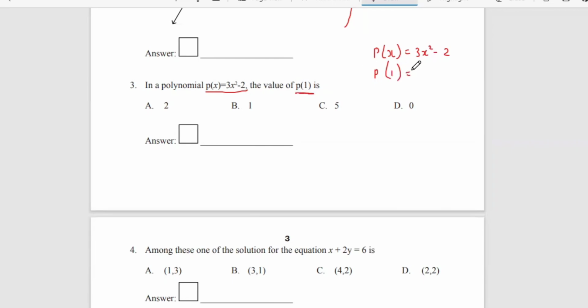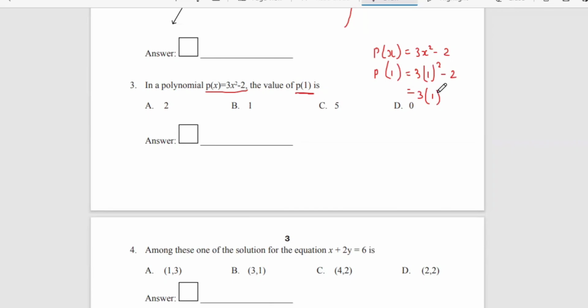So very simple, just in the place of x we have to substitute 1. So 1 whole square minus 2, everything else remains the same. First take out the square of 1. 1 square gives the value 1 itself, because 1 square is nothing but 1 into 1.